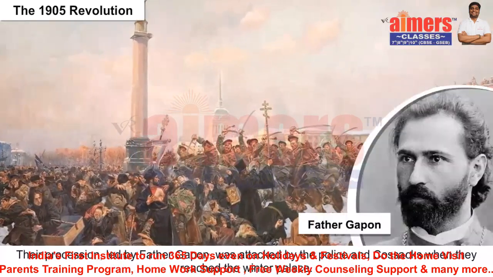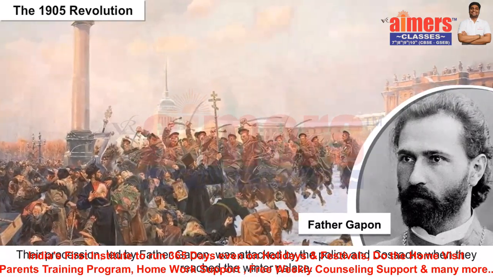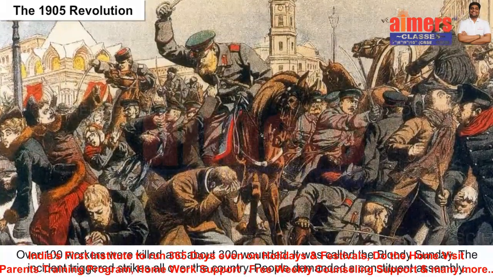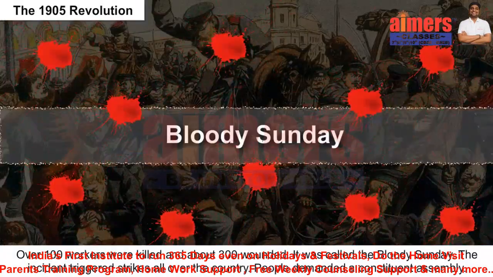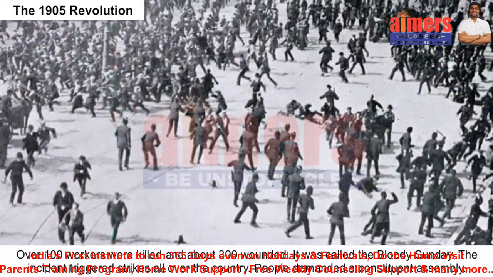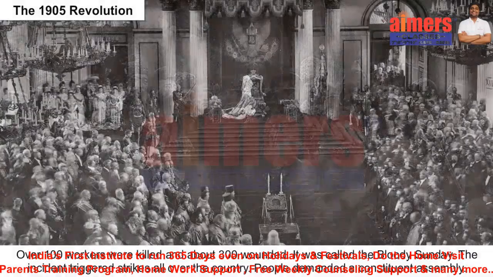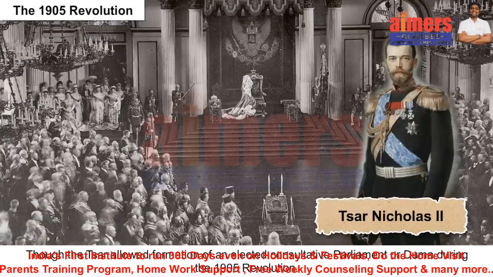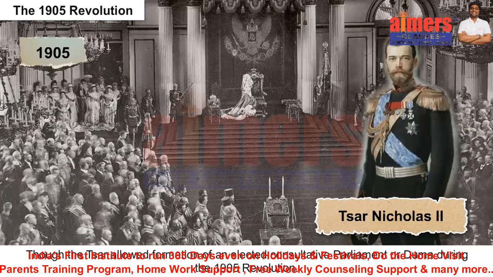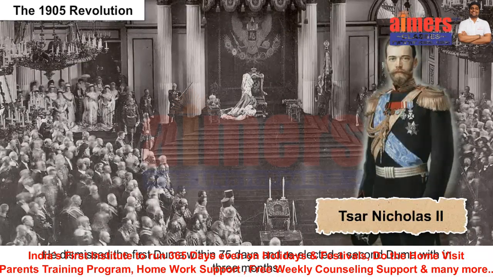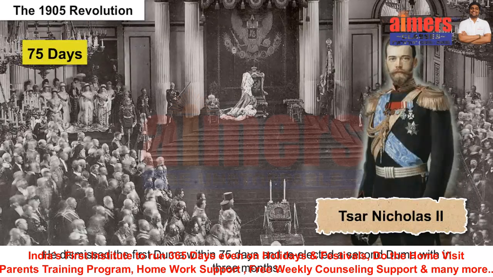Their procession, led by Father Gapon, was attacked by the police and Cossacks when they reached the Winter Palace. Over 100 workers were killed and about 300 wounded. It was called the Bloody Sunday. The incident triggered strikes all over the country. People demanded a constituent assembly. Though the Tsar allowed formation of an elected consultative parliament or Duma during the 1905 revolution, he dismissed the first Duma within 75 days and re-elected a second Duma within 3 months.